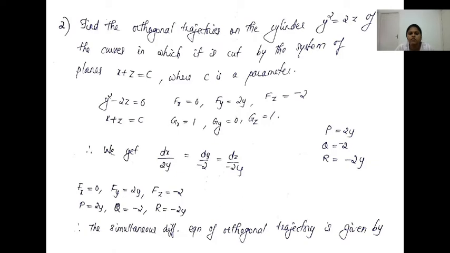of the curves in which it is cut by the system of planes x plus z equal to c, where c is a parameter. So your surface given is y square equal to 2z and the system of curves on the given surface is x plus z equal to c.